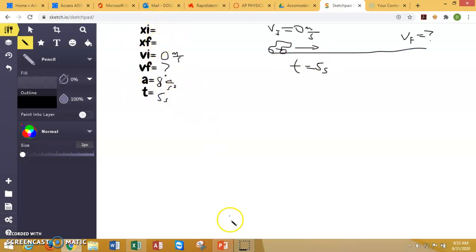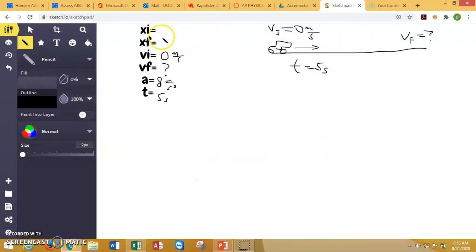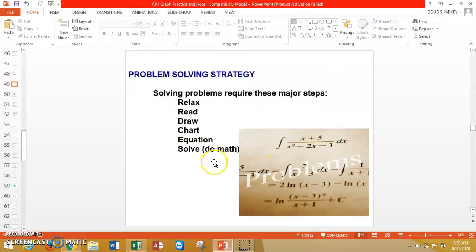Do I know displacements? Let me look at the problem again. A car starts. It doesn't say anything about displacement, so I can leave these blank. Maybe I'm going to find them later. I don't know. So now I've done my best to fill out this chart with stuff I know and stuff I'm trying to find. Okay. It looks like I know, or I'm trying to find, 4 things of the 6 in the chart. So what I do next, this is my next problem-solving step after building the chart, is I choose an equation. Which equation are we going to use?